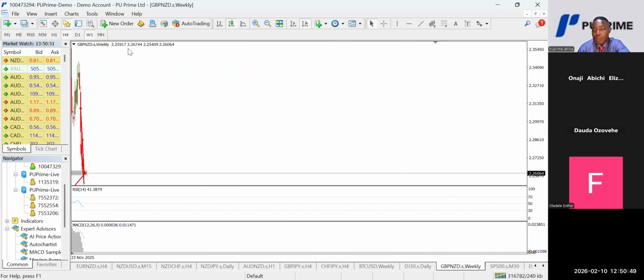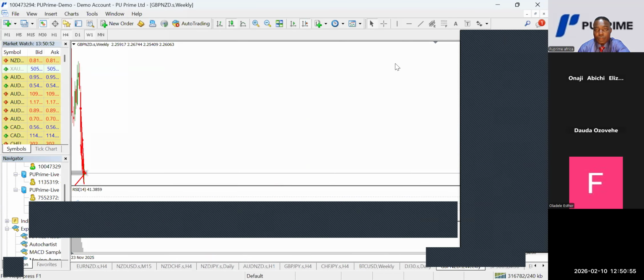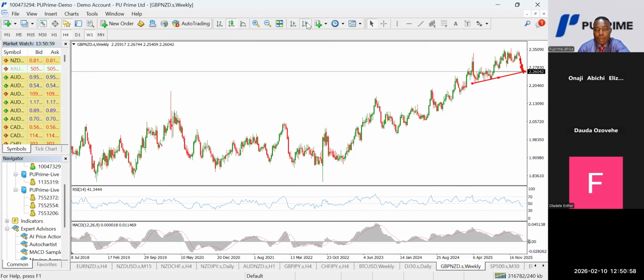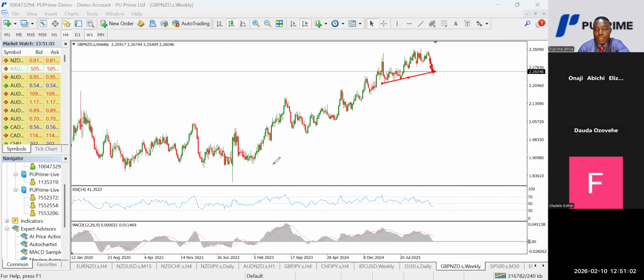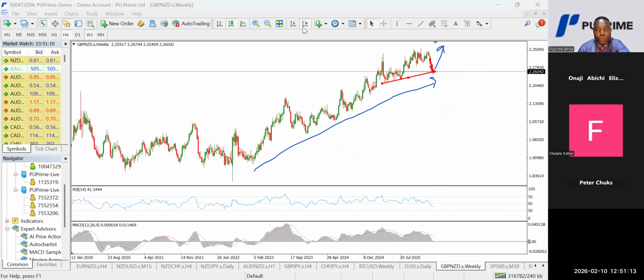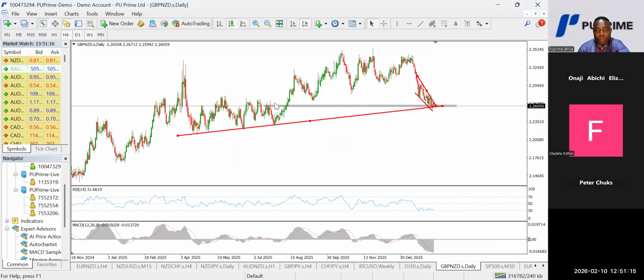Now, another instrument I'm looking at is the GBP NZD. This instrument is in an overall bullish trend. You can see we've had a massive bullish wave movement here. So technically, we should expect a further movement to the upside on the weekly time frame. On the daily, there is equally a previous resistance turning support, which may trigger us again into the bullish direction.